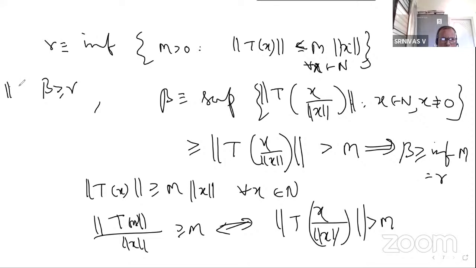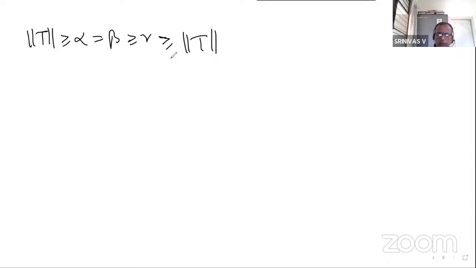Previously you showed norm T is greater than or equal to alpha is equal to beta is greater than or equal to gamma. This we proved. Now we prove that gamma is greater than or equal to norm T. So we already proved norm T is greater than or equal to alpha is equal to beta is greater than or equal to gamma. Now we'll prove this is greater than or equal to norm T.